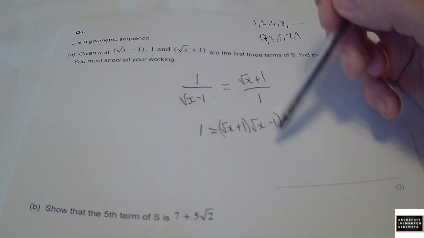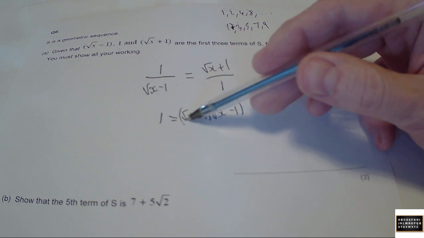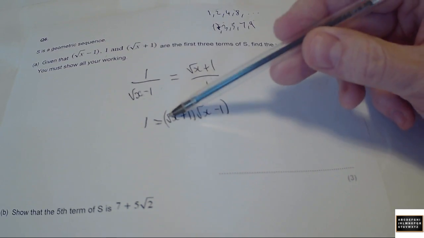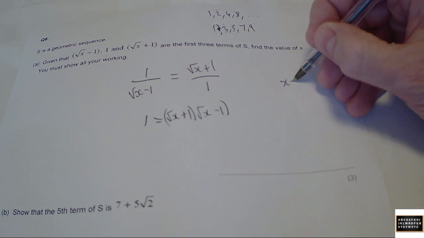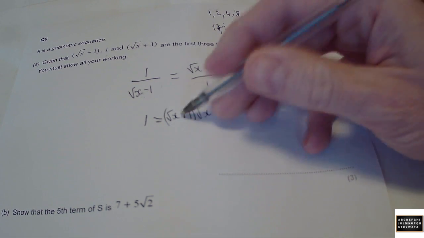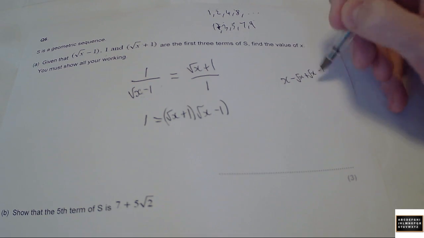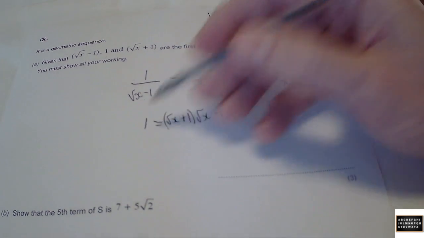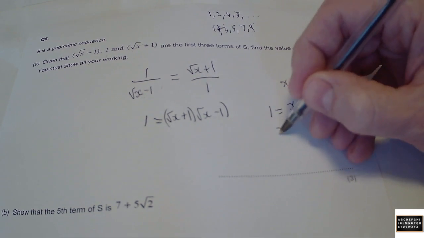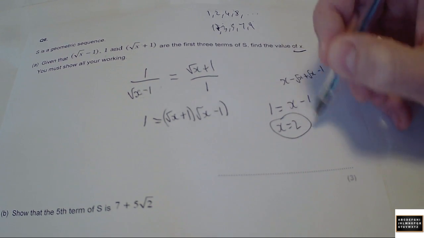Now this here is a pair of brackets. We can multiply that out like previous questions. Our first 2 terms multiplied make x, then outside terms multiplied make minus root x. Inside terms is plus root x, and then last 2 terms multiplied make minus 1. These 2 are going to cancel, leaving you with x minus 1. So 1, which is on this side, is equal to x minus 1 here. Now what does that mean? It means x is 2. And it's asking you to find the value of x. So x is 2. That's my answer.